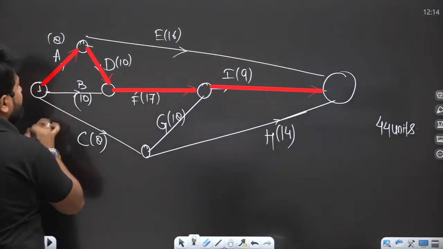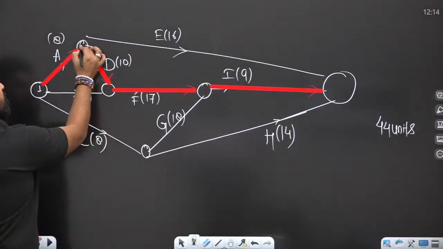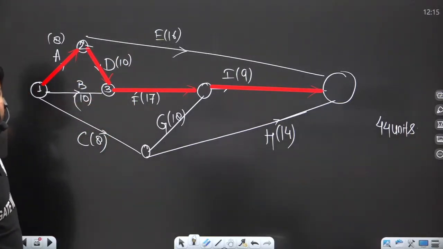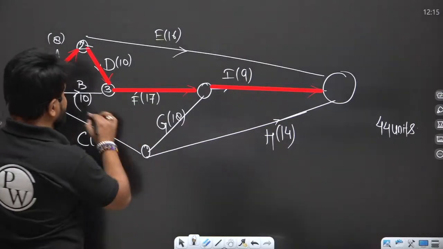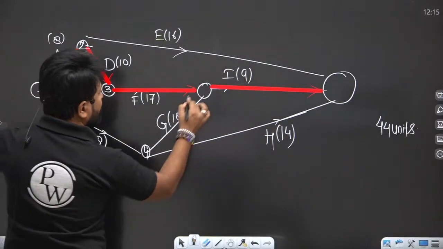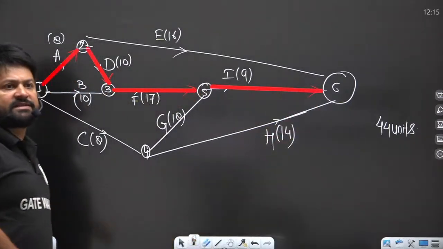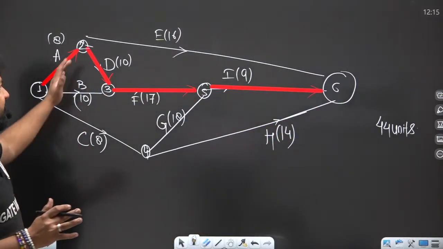Let's say it is event number 1, then 2, 3, and let's say 4, 5 and 6. So find out the earliest and latest.